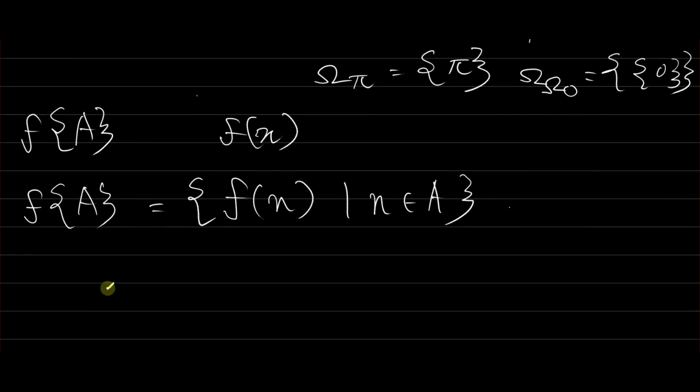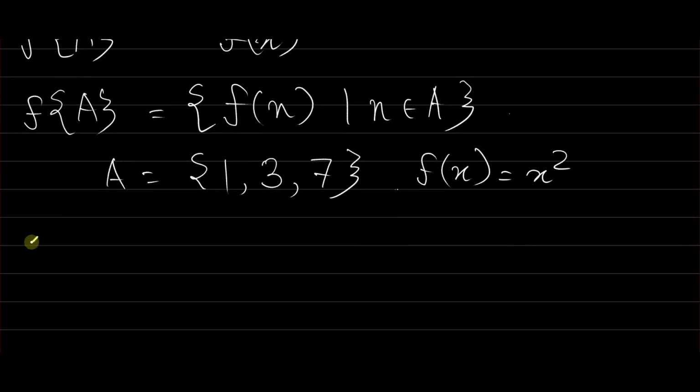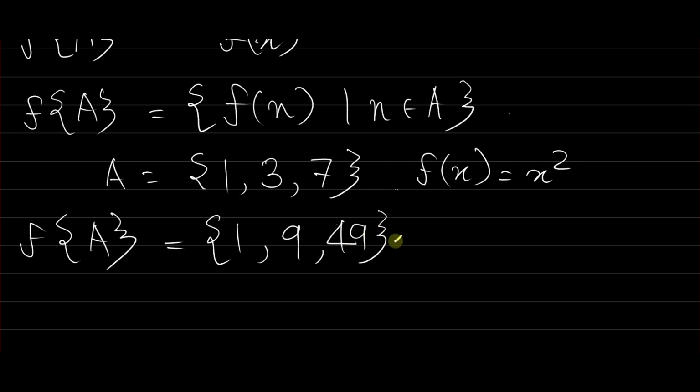So let's take an example of this, such that we have the set A equal to {1, 3, 7}. Okay, and the function f of x is equal to x squared. Anyways, f of A is equal to, so we have to map it to the function f of n. So 1 squared, which is 1, 3 squared, which is 9, 7 squared, 49. So this is what it is.